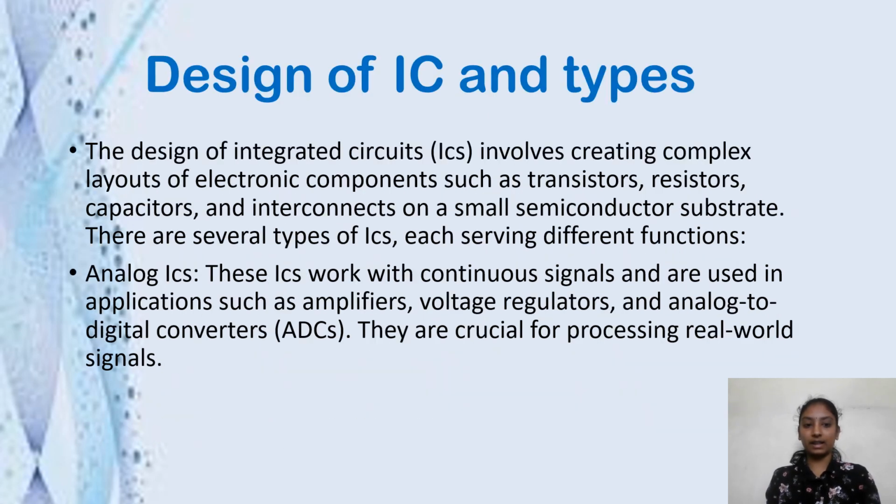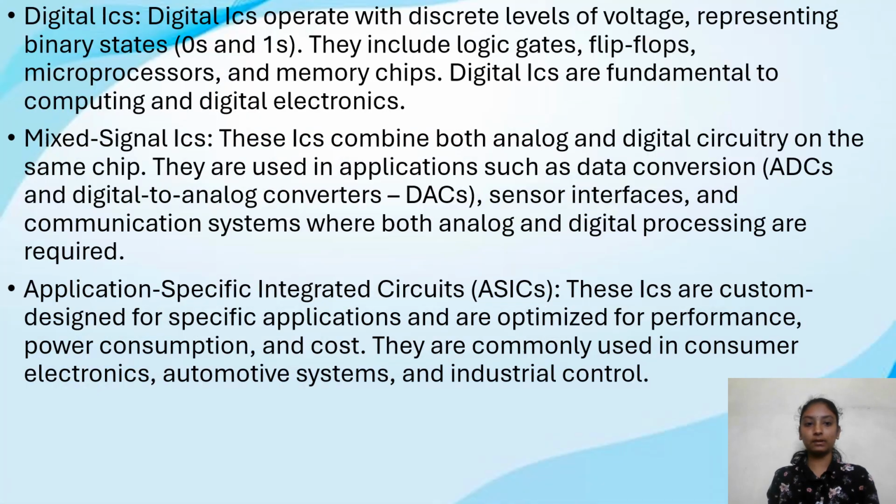Design of IC and types. The design of integrated circuit (IC) involves creating complex layouts of electronic components such as transistors, resistors, capacitors, and interconnects on a small semiconductor substrate. There are several types of ICs, each serving different functions. Analog ICs. These ICs work with continuous signals and are used in applications such as amplifiers, voltage regulators, and analog to digital converters. They are crucial for processing real-world signals.